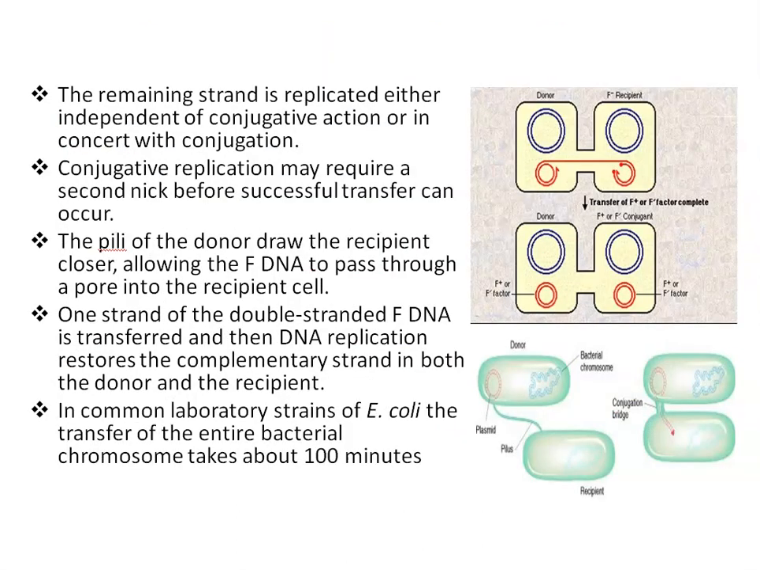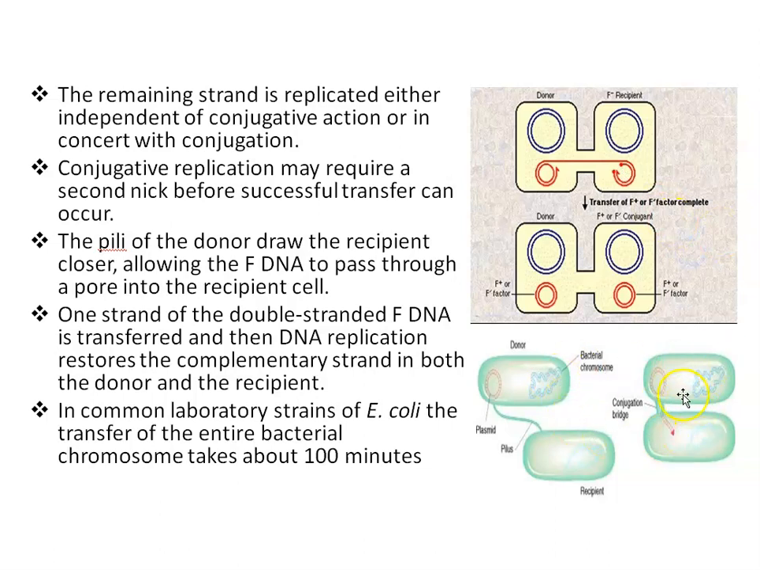The remaining strand is replicated. You can see here, right? It is replicated either independent of conjugative action or in concert with conjugation. So conjugative replication may require a second nick before the successful transfer can occur, right?